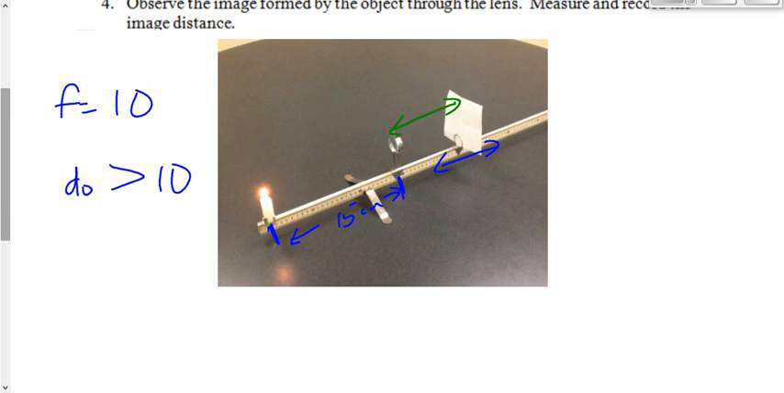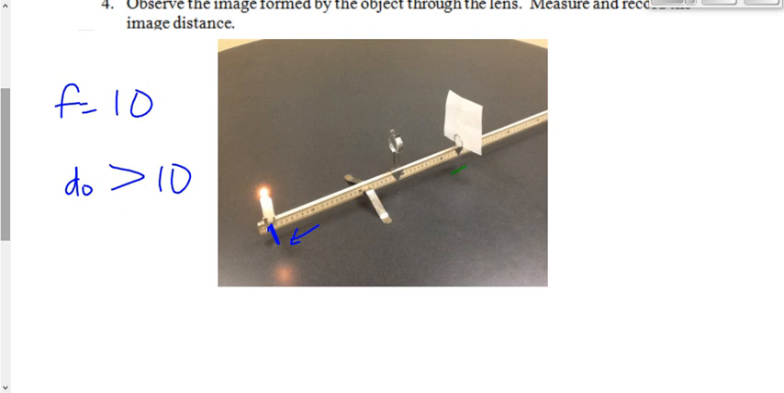Well, you're not done. Far from it. What do you think you're going to change here? What do you think you're going to manipulate? Not the focal point. Okay, you're going to keep that same lens the whole time, so it's going to have the same focal point the whole time. The object distance, yeah. I would increase your object distance to maybe 20 centimeters. Okay, make it 20. Make it a bigger object distance.